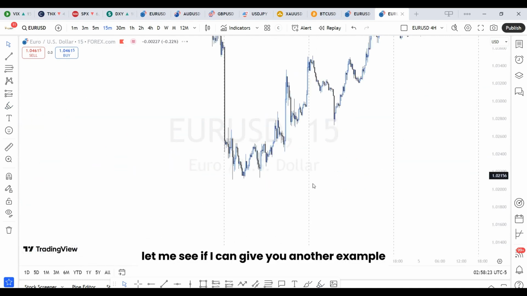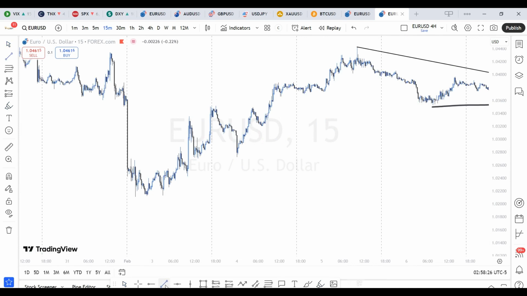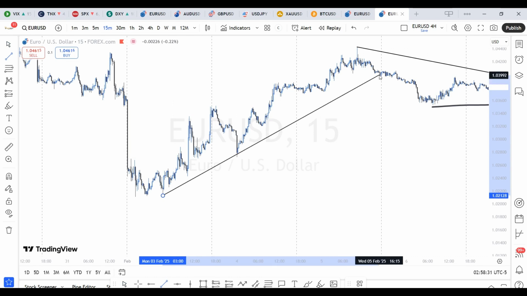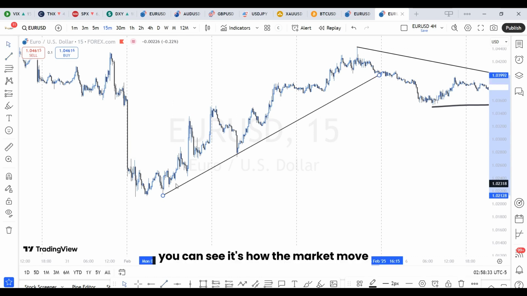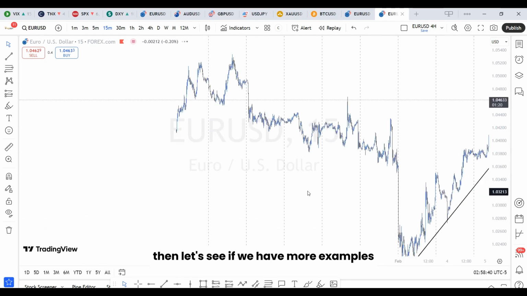Let me see if I can give you another example. So we have another example here, all the way from this area, which is the last low. You can see how the market moved. If you can say this is point A, this is point B, point 1, and we enter and we got a very good movement. Then let's see if we have more examples.